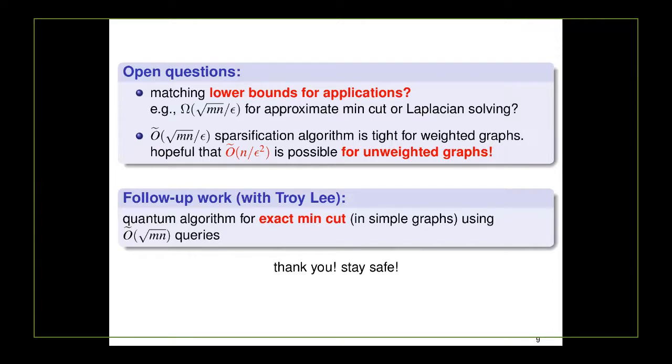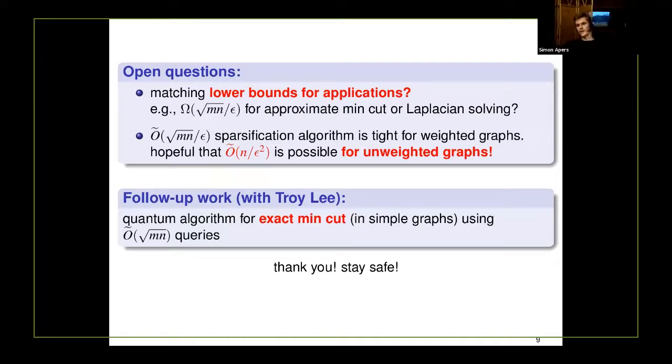Other questions? We have time for another question. Well, maybe I'll ask one if there are no other questions. Why do you think there's a better algorithm for unweighted graphs? Is the same phenomenon also seen classically?